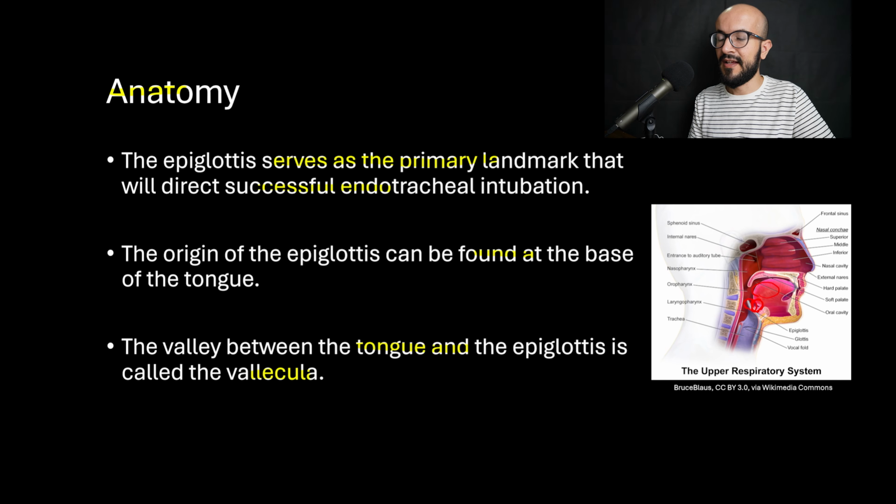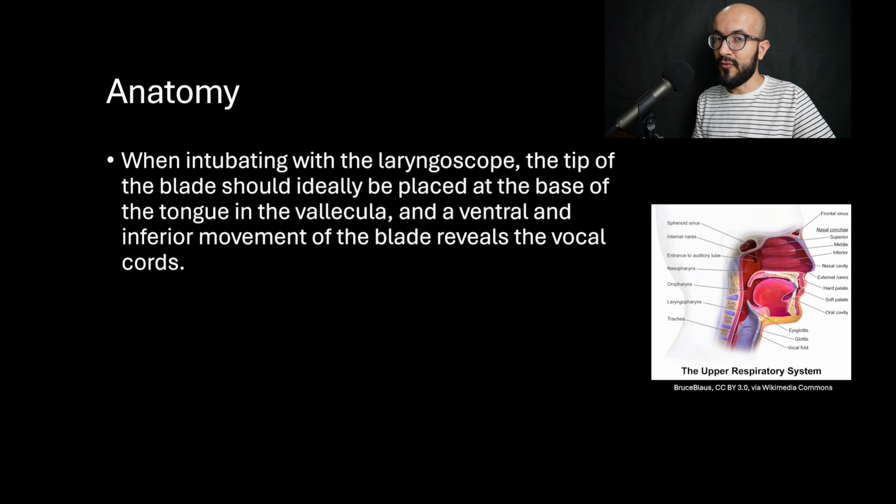So this here is the vallecula. Now, when intubating with a laryngoscope, the tip of the blade should ideally be placed at the base of the tongue in the vallecula, and a ventral and inferior movement of the blade reveals the vocal cords, and that is where the tube is inserted.